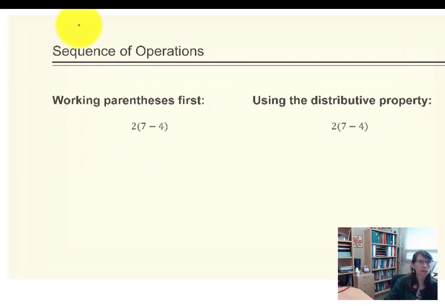Now you might be wondering if the sequence of operations will make any difference in what the final answer is going to be. So here's an example to answer that question. Working parentheses first, that means looking at 7 minus 4, I would have 2 multiplied by 3 because I worked the inner parentheses first. That leaves 2 times 3, which gives us 6.